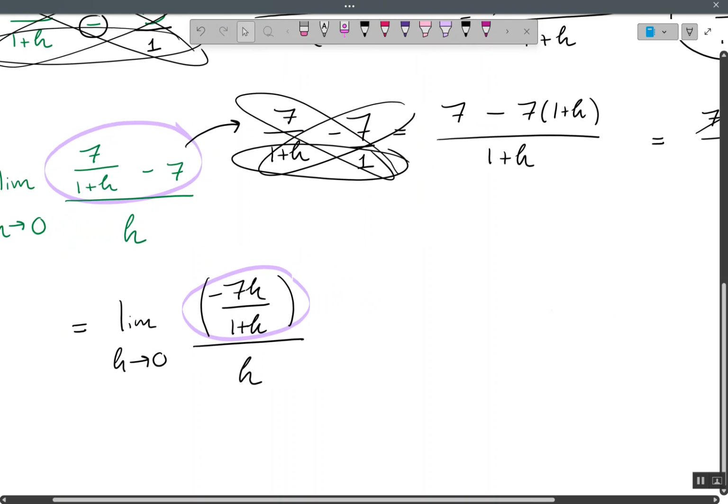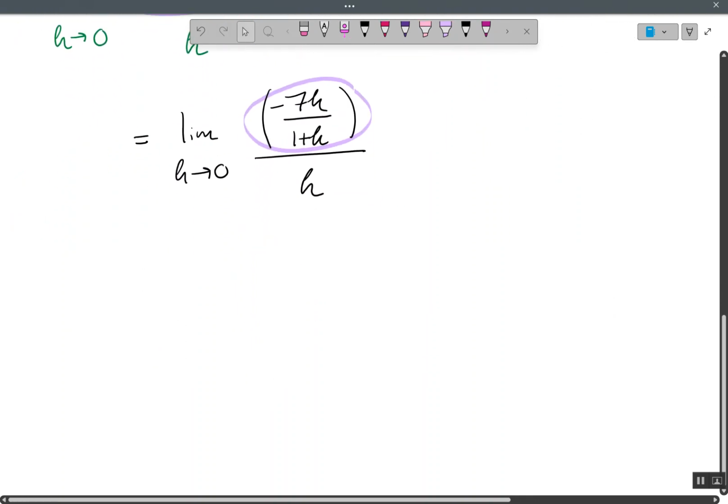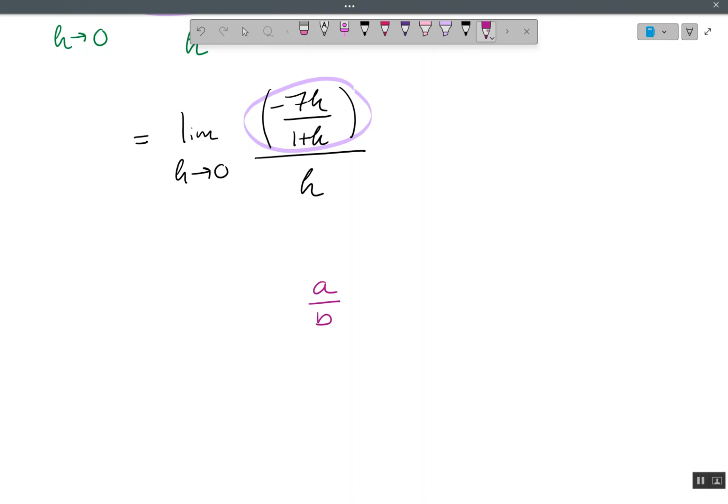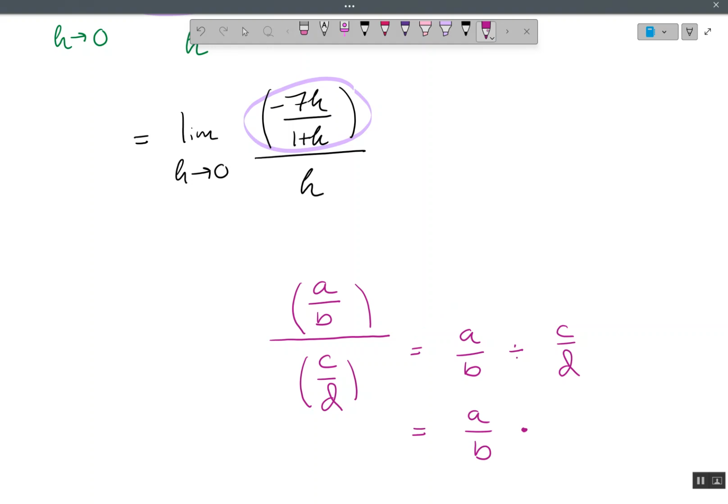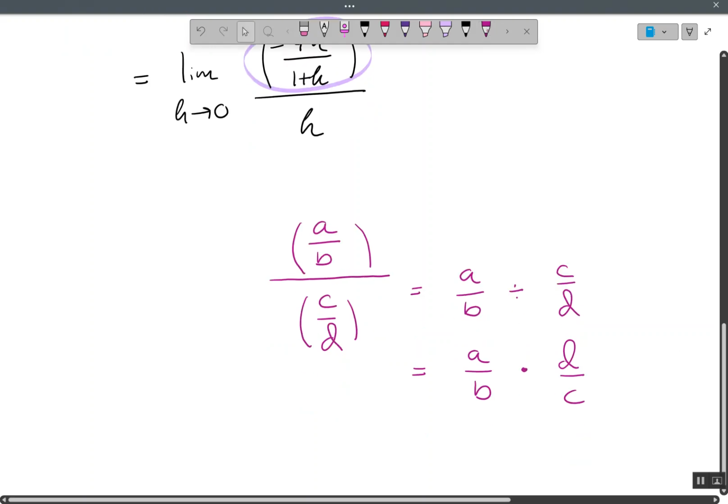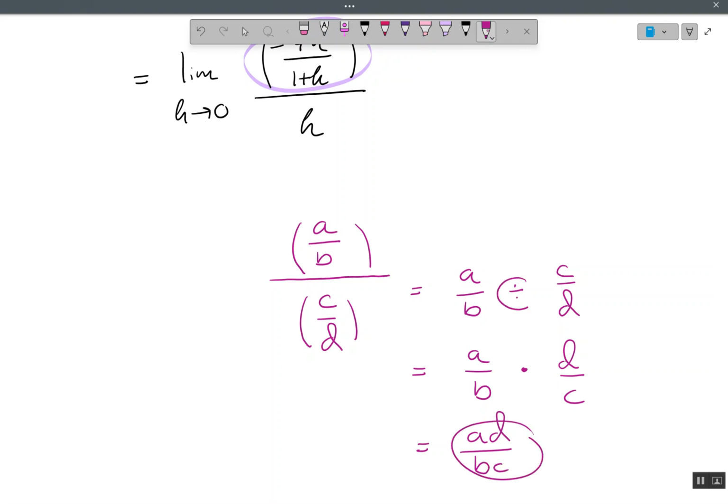Okay, so maybe I'll just pause for a second and talk as well about compound fractions. So here's one fraction being divided by another. We can write that using different notation, right? These two say the same thing. And we know that to divide by fractions, we are going to multiply by the reciprocal of the second. So we have a times d divided by b times c. This is one way that we can deal with compound fractions.